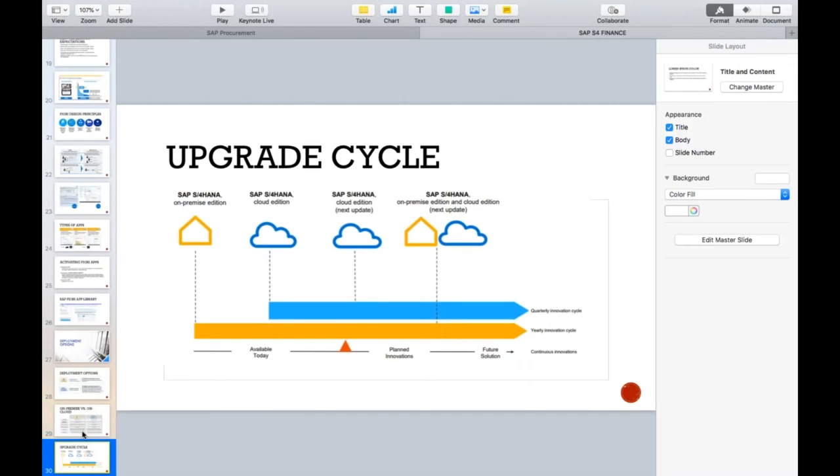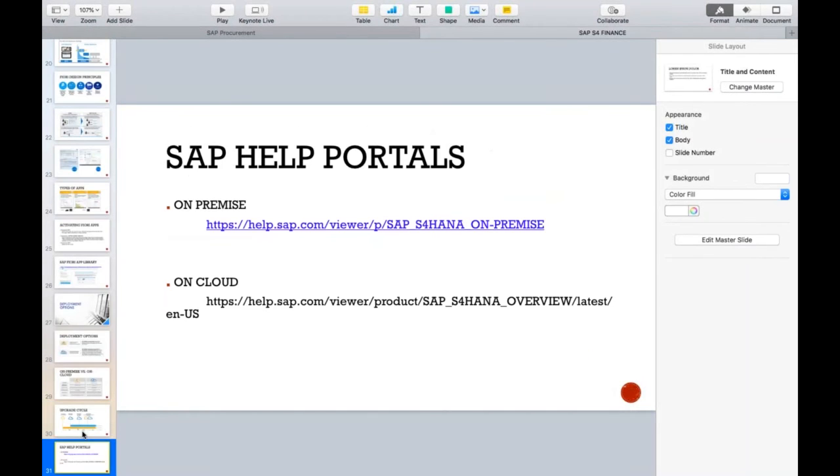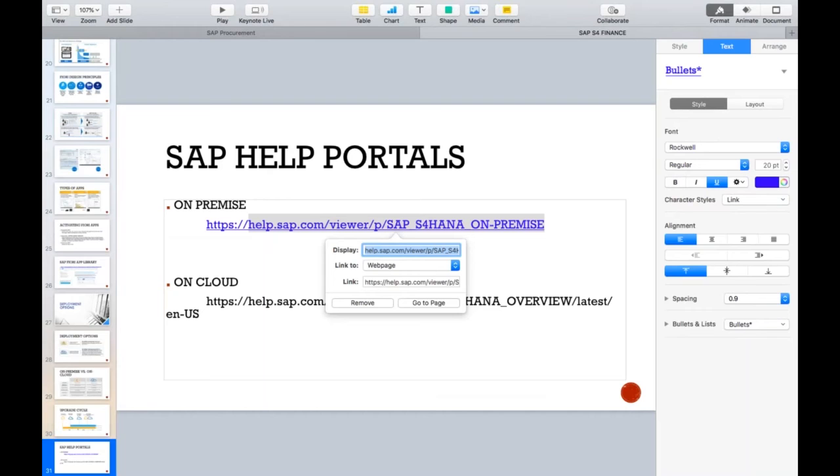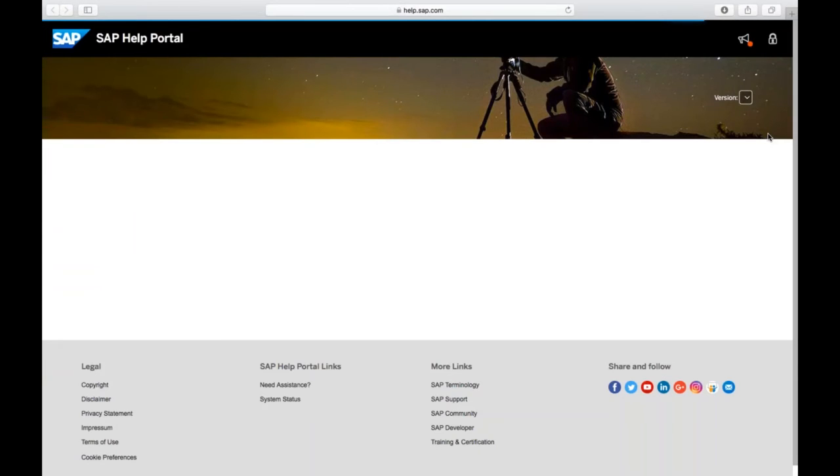These are SAP portals. Maybe if I try to open this. These are SAP help portals, which will give you the basic information of which on-premise versions are available and which cloud versions are available. So you can see this is for on-premise. In case of on-premise, we have 1511, we have 1610, we have 1709, and we have 1809.